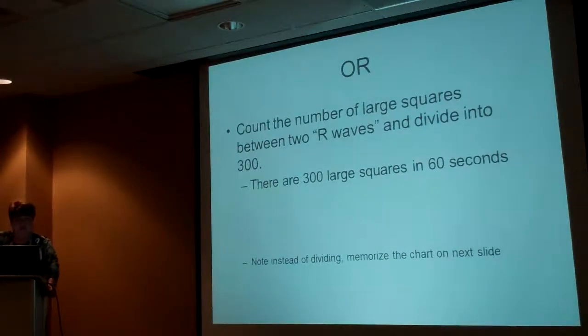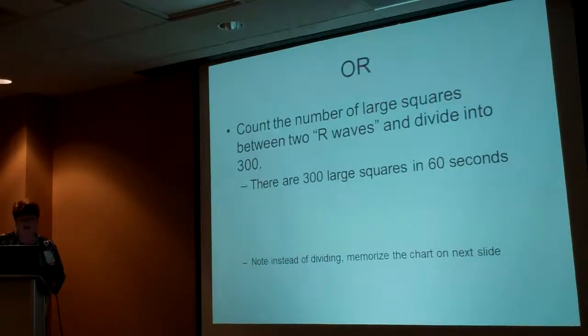Another way of looking at it, if you've just got a 6-second strip to analyze, you may have anomalies in the strip, and you have to determine what the underlying rhythm is and what that rate is. So you may have to just look between 2 R waves. In order to do that and get your rate, you're going to count the large squares between 2 R waves, which would be the RR interval, and then you have to do a calculation. Remember that there's 300 large squares in 60 seconds.